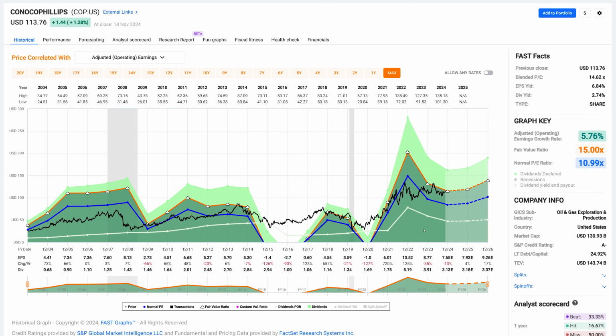It does generate a lot of income, but there are times when their earnings went negative where they actually reduced their dividend by a great deal. They went from $2.94 to $1. Okay, I'm seeing all this. This is why FAST Graphs makes you a better investor.